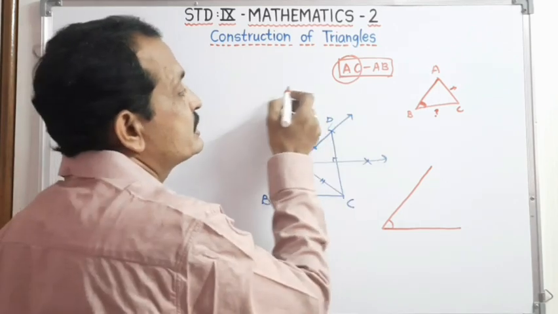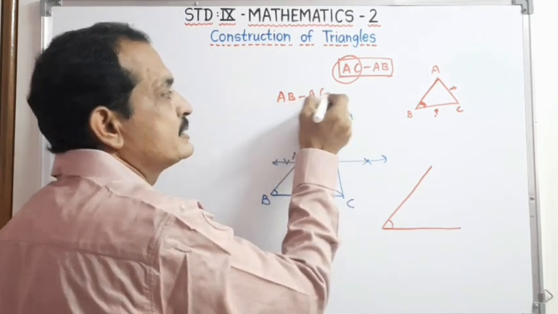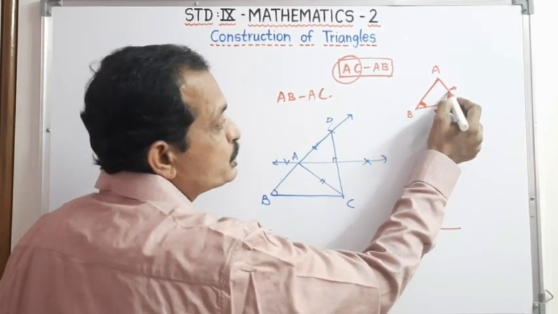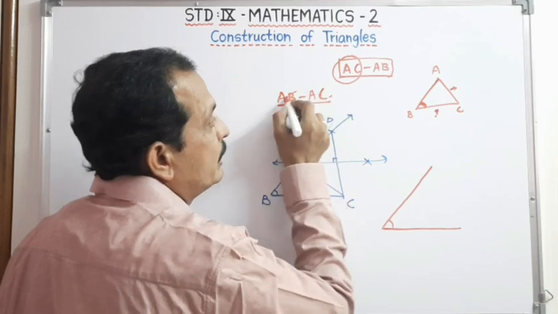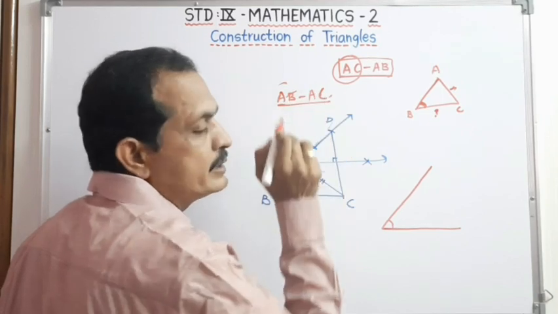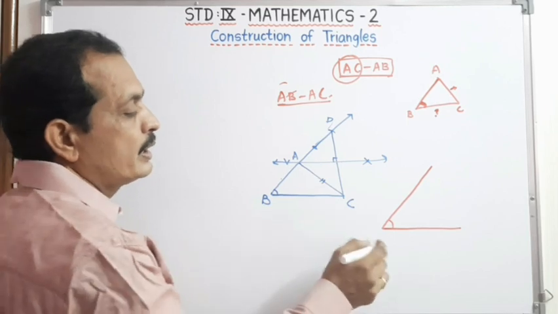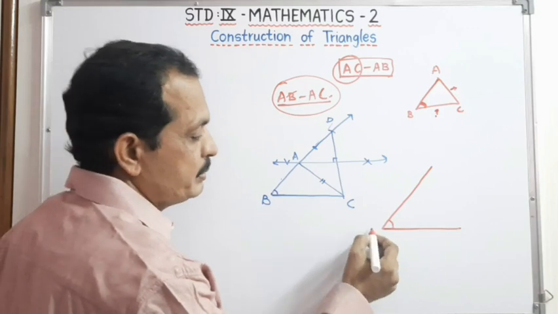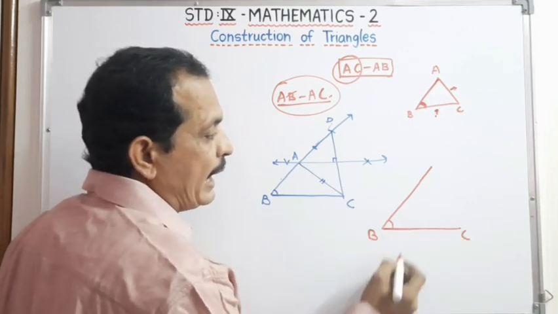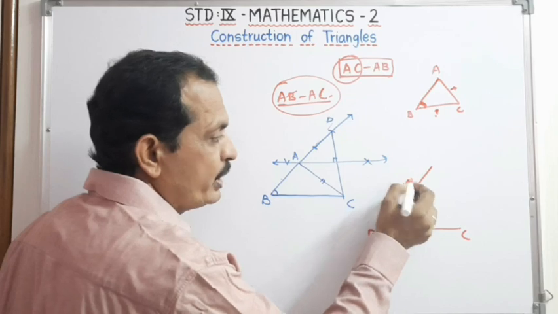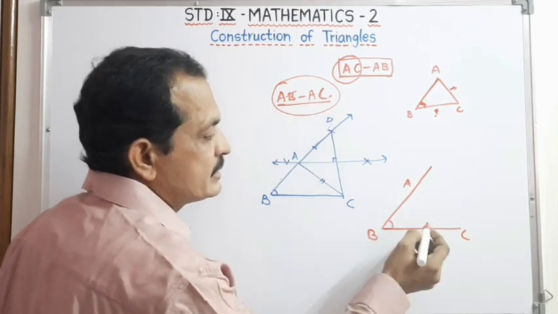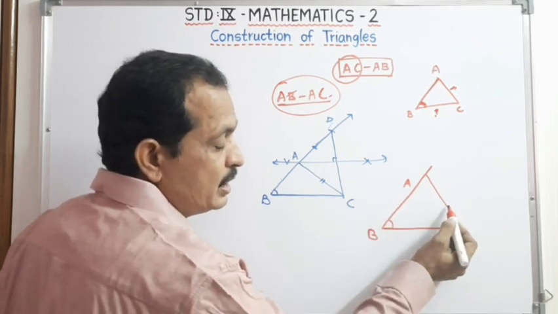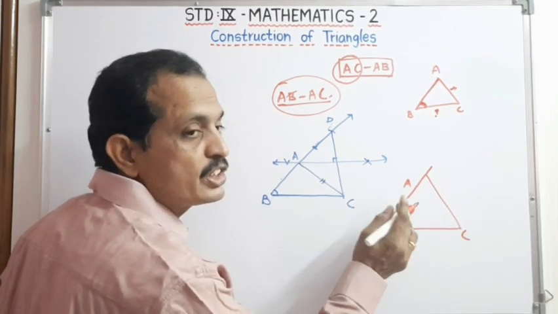And the second condition is AB minus AC. AB minus AC means, in this case, the side opposite to the given angle is the smaller one. AB is the greater one and AC is the smaller one. Dear student, therefore see here. If AB minus AC is there, that means BC is there and somewhere point A is there, and this AB is greater than this AC. That means the side opposite to the given angle is the smaller one.